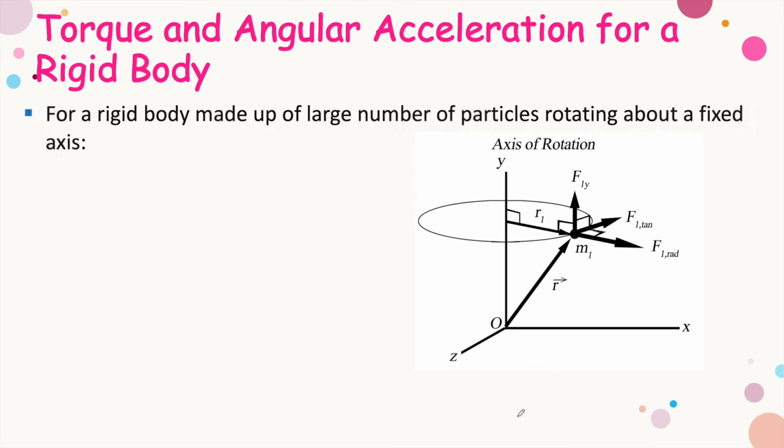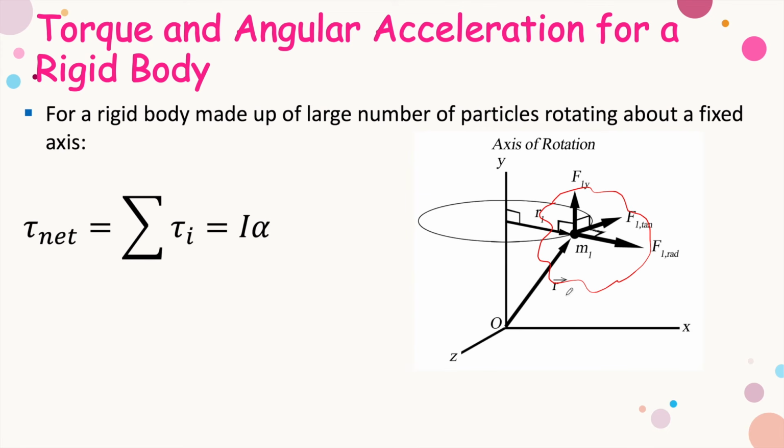So consider here a rigid body made up of a very large number of particles rotating about a fixed axis. These particles are contained in a rigid body with many particles. The net torque is simply equal to I alpha. Again, I stands for the moment of inertia and alpha stands for the angular acceleration. So again, I repeat, once a system has a net torque, meaning to say, the whole system will rotate.